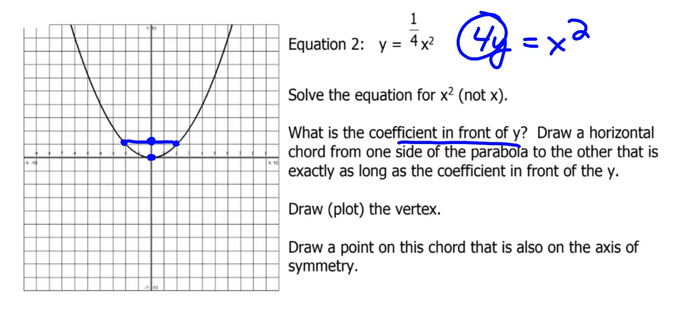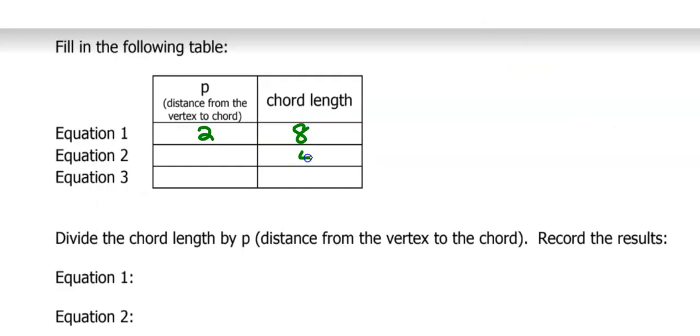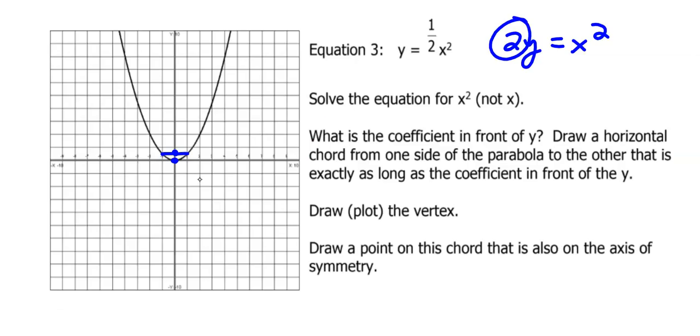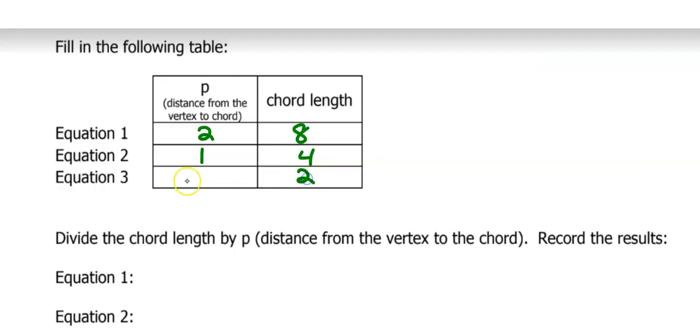Do it for equation 2. Equation 2, length right here of the chord was 4, and then the length right here is 1. So we have 4 and 1. And then lastly, with equation 3, the length of the chord right here is 2, and then this distance right here, you can't really see it because it's not marked, but it's 1/2. So we have 2 and 1/2. So we can go back and look at these coefficients, that's your chord length, and how it relates to this distance from the vertex to the chord.